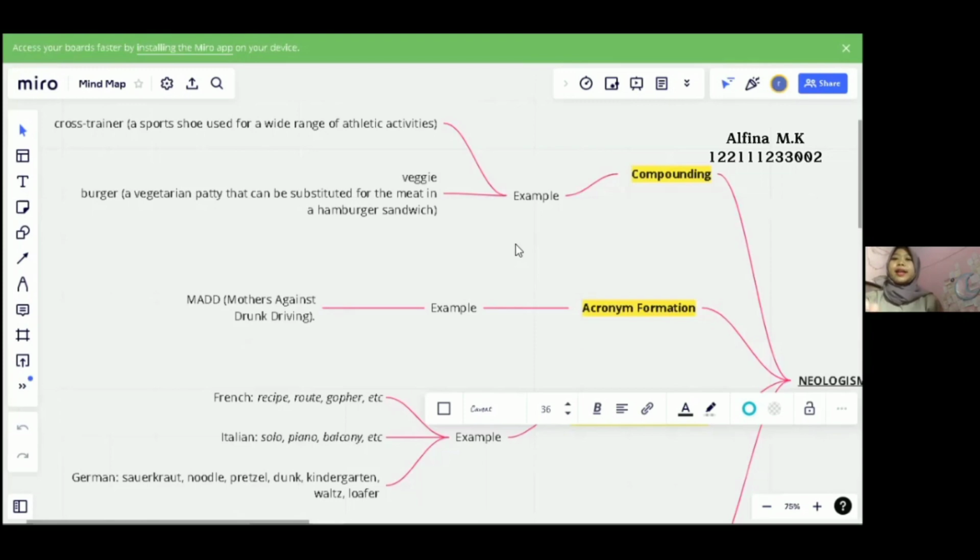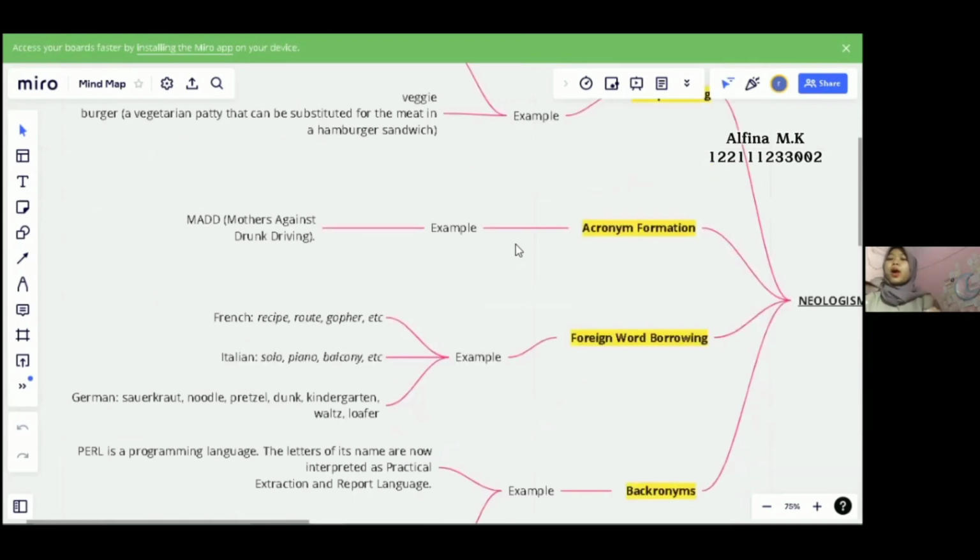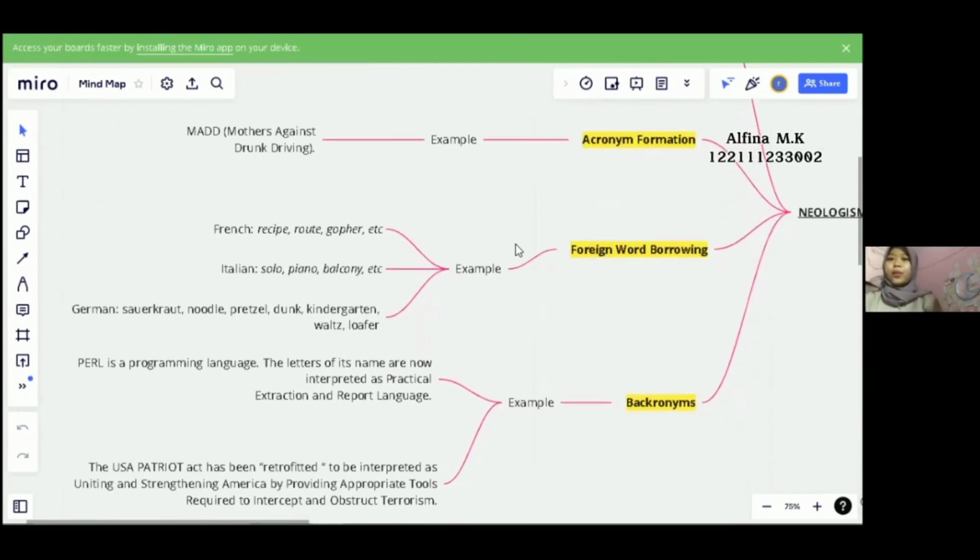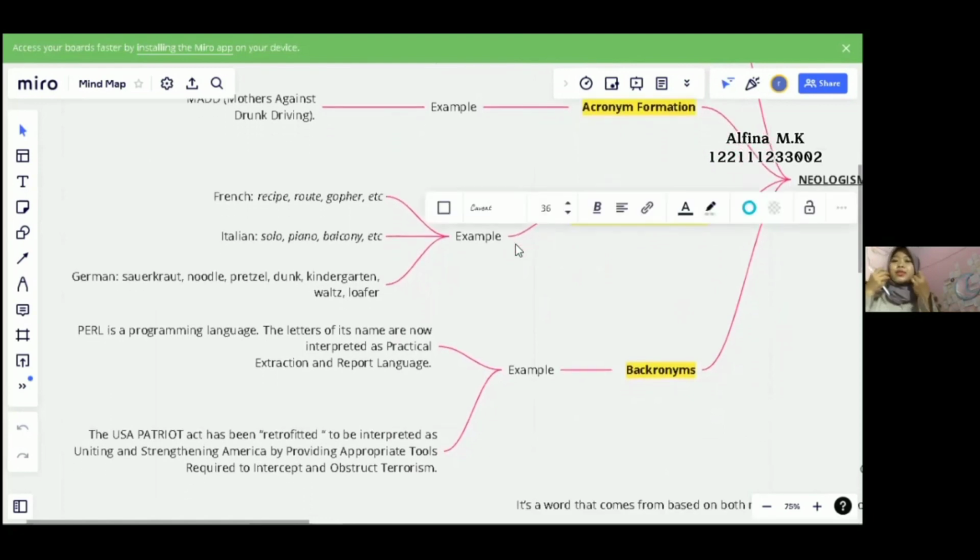The third one is called foreign word borrowing. Our culture is always coming into contact with other cultures through trade, travel, and even conflict. Words from one language enter another language. Some of the words are spelled the same in English as they are in the original language, and some have undergone changes. Examples of borrowing from French are recipe, route, gopher, etc. And from Italian, such as solo, piano, balcony, etc.